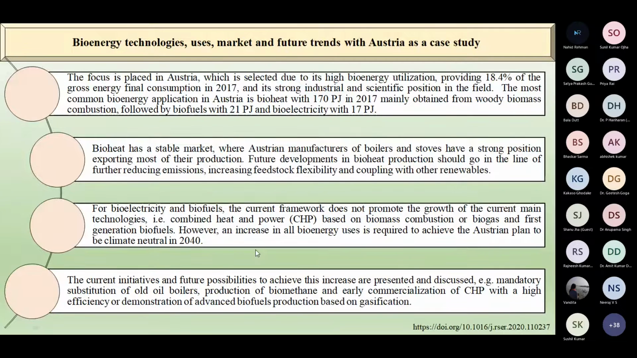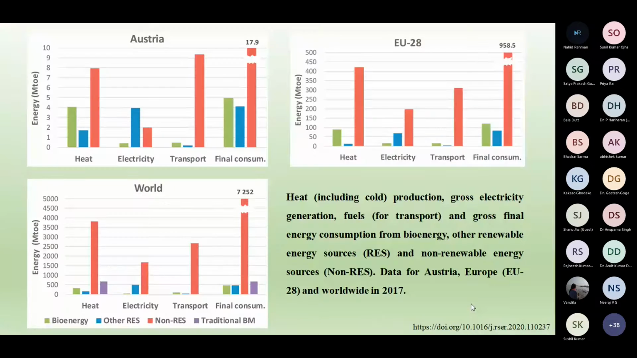Increase in all bioenergy uses is required to achieve the Austrian plan to be climate neutral by 2040. So it was found that old oil boilers, production of biomethane, early commercialization of combined heat and power with a high efficiency, or demonstration of advanced biofuel production can be used there.